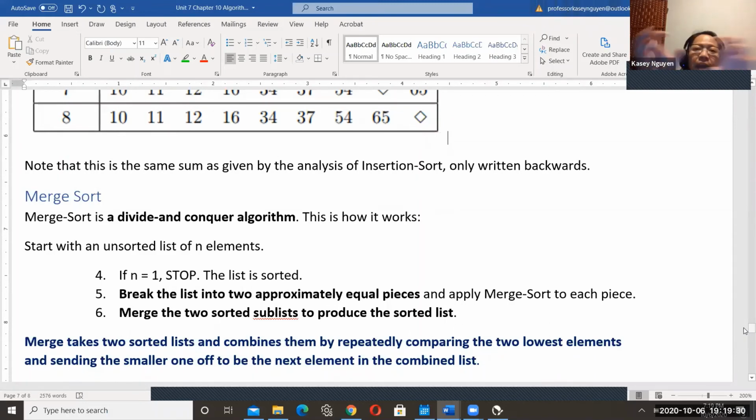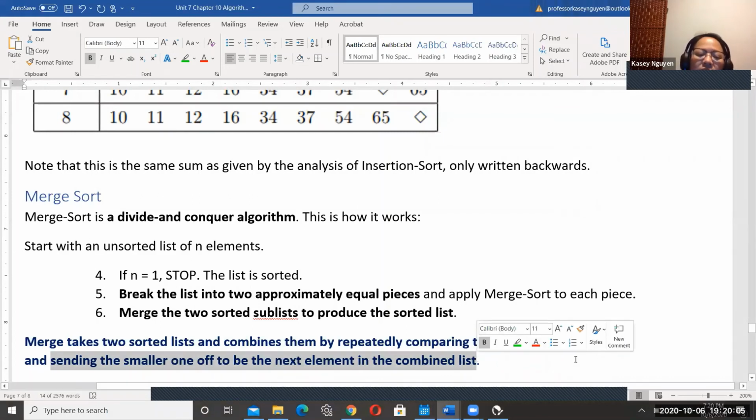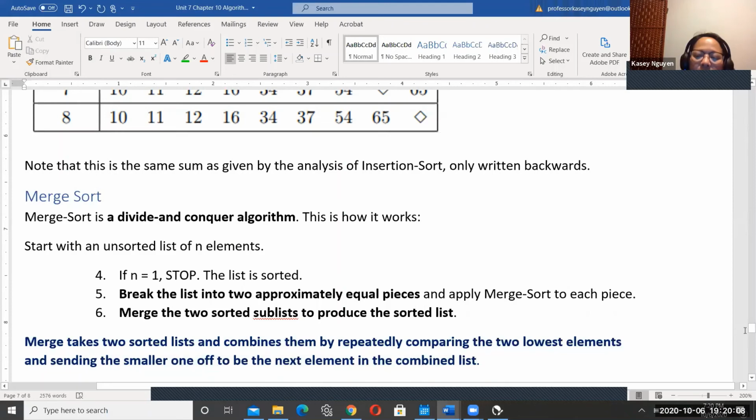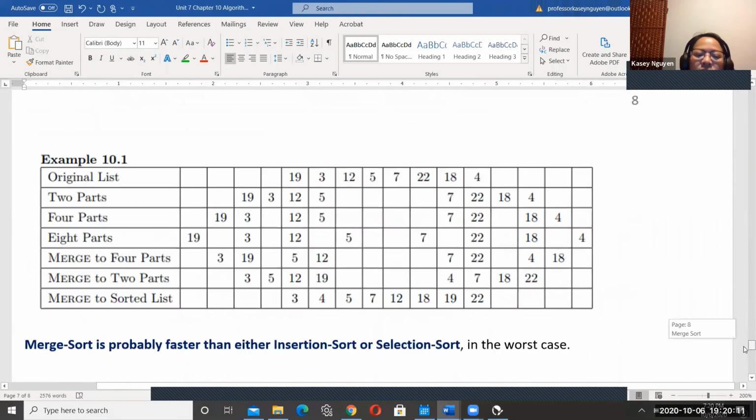Then you would compare by merging it. So we would sort the sublist and then merge it. Okay, so we would break it into very small sublists, sort them, and then merge them back. Okay, so the merge takes 2 sorted lists and combines them repeatedly by comparing the 2 lowest elements and sending the smaller one off to the next element in the combined list. So visibly, we can see this.